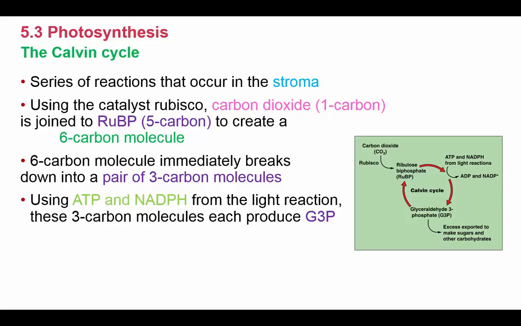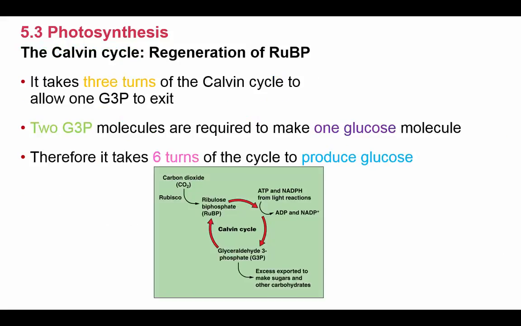So these 2 groups of 3 carbon molecules are going to go through a series of reactions, and they're going to produce something called G3P. Now, G3P is important because G3P can become several different types of things. Specifically, it can become the sugar glucose. Now, a couple things that we know about the Calvin cycle is it takes 3 turns of the Calvin cycle to give off 1 molecule of G3P. And we know that it takes 2 molecules of G3P to actually produce a glucose. So if 3 turns give off 1 G3P, and you need 2 of them, that means it actually takes 6 turns of the Calvin cycle to produce enough G3P to make 1 glucose.